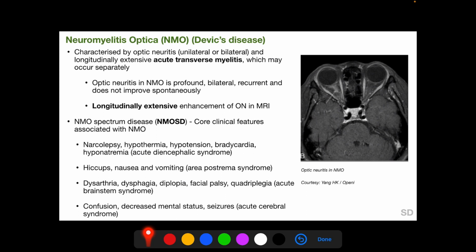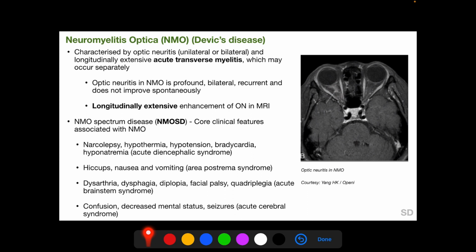Optic neuritis in NMO is profound, bilateral, recurrent and does not improve spontaneously, in contrast to the MS associated optic neuritis. The enhancement of the optic nerve in MRI in NMO is also longitudinally extensive, so it involves a longer segment of the optic nerve.